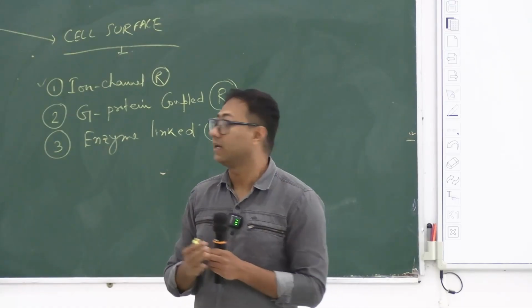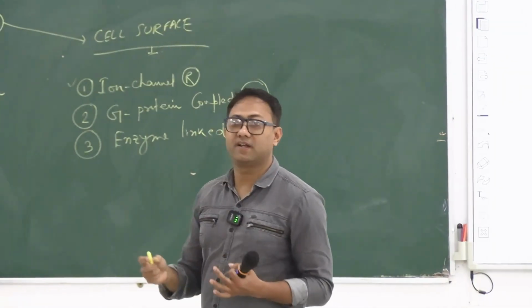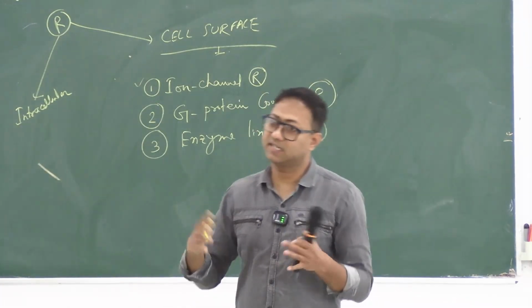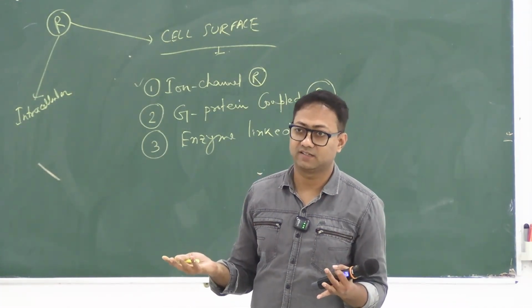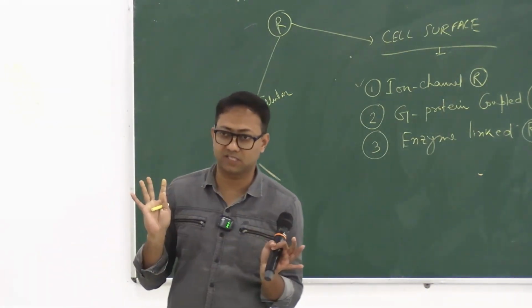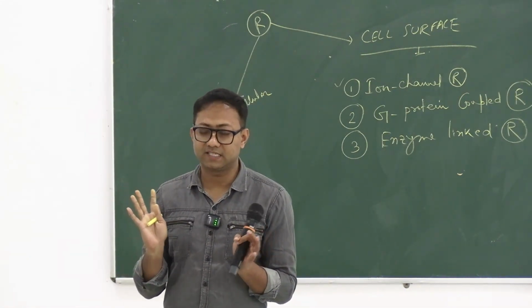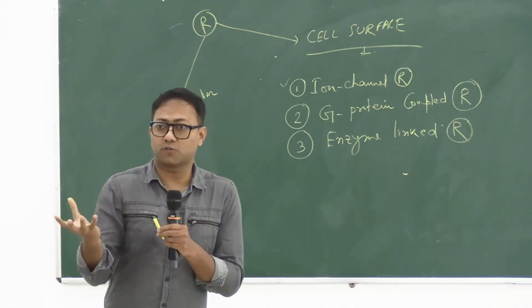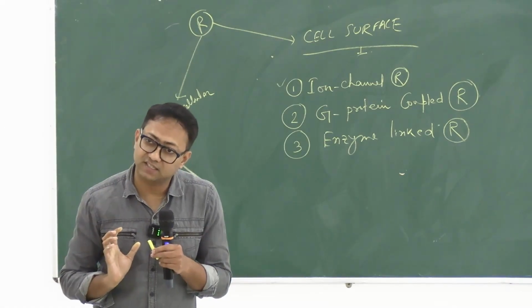राइट. नाउ आयन चैनल रिसेप्टर इज बेसिकली बोथ. इट इज एन आयन चैनल, इट इज ए रिसेप्टर. ठीक है. The same protein which is a receptor, it is also an ion channel. Right. This is called ion channel receptor. तो कौन कौन सा हार्मोन है जो आयन चैनल रिसेप्टर में बाइंड करता है?